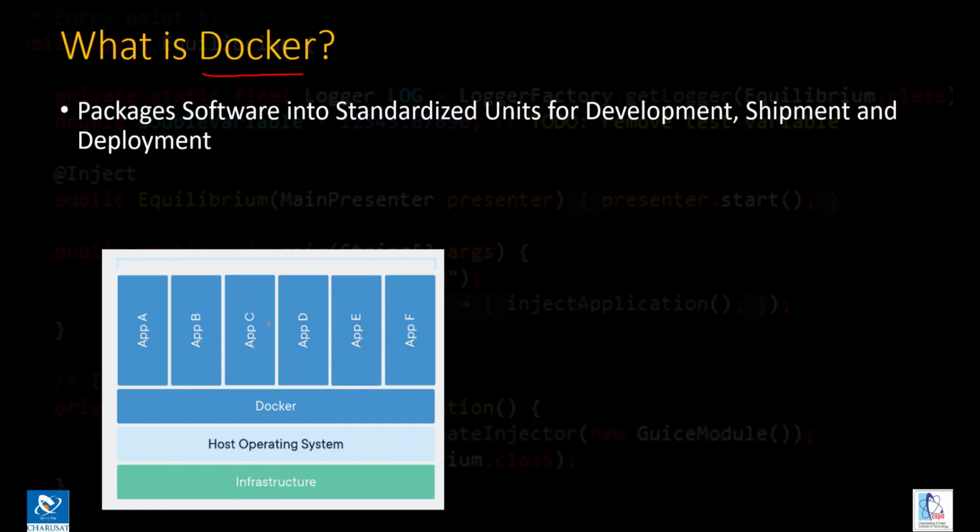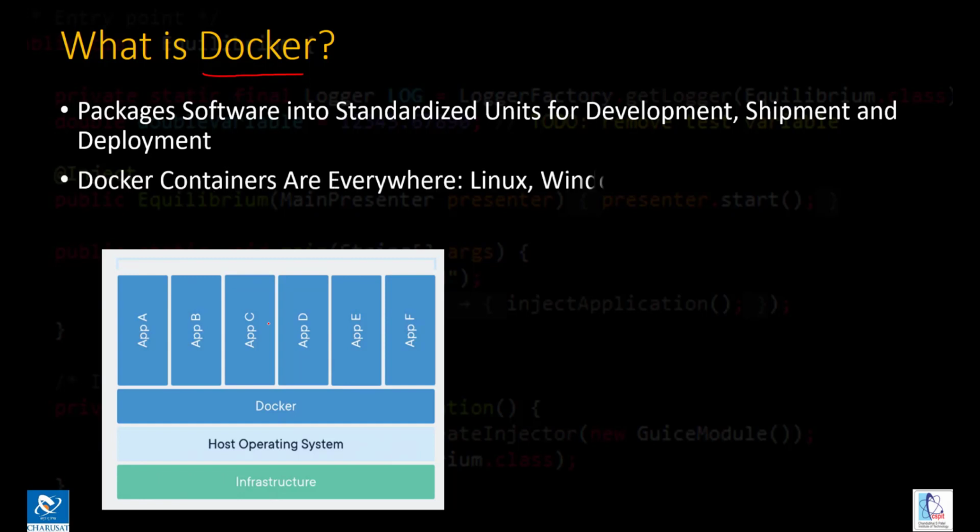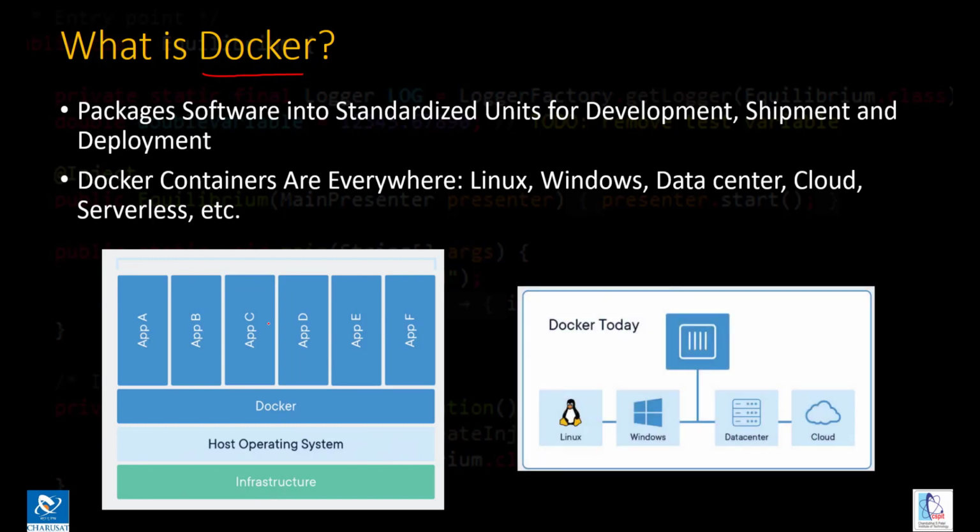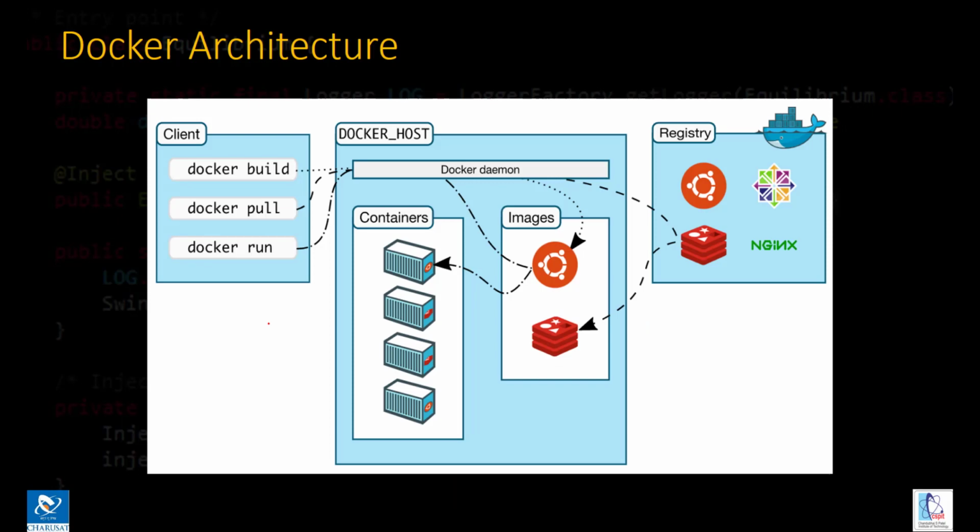Now, why should Docker be used? Because Docker containers are everywhere. Docker is there for the Linux operating system, for the Windows operating system, even for the data center solution. Docker is available for the cloud, and also for serverless. So Docker is everywhere today.